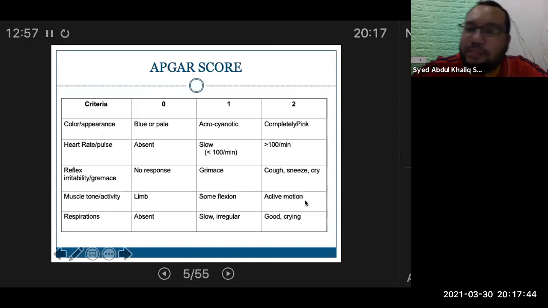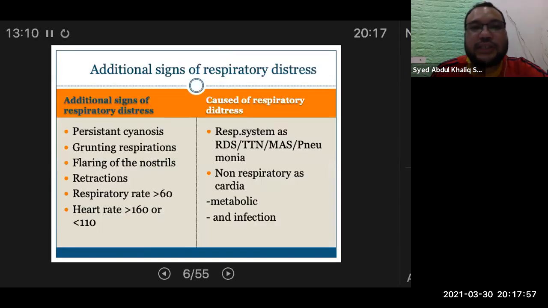I think we discussed this in my lecture on birth asphyxia, where I mentioned how we diagnose HIE: an Apgar score of less than 5 at 5 minutes and 10 minutes of life. So this is the Apgar score.